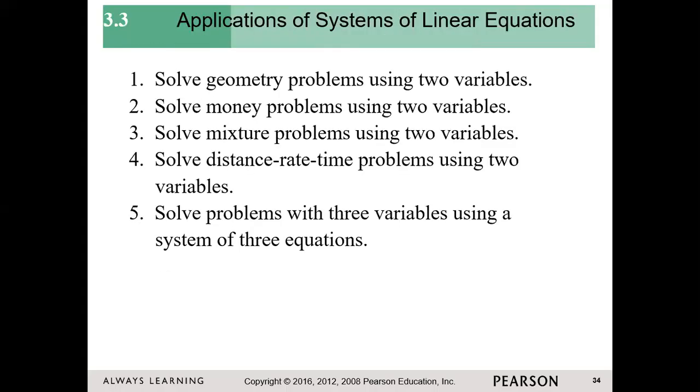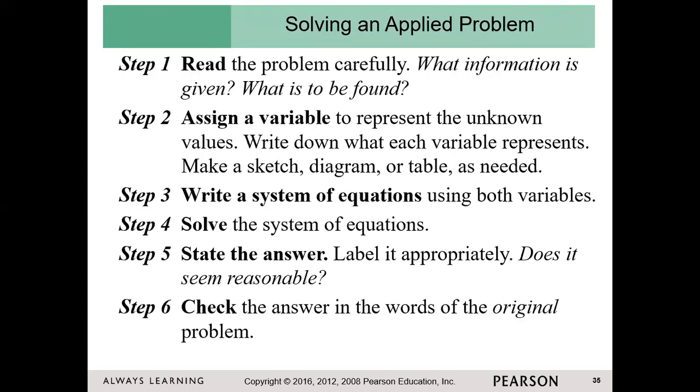Okay, so let's talk about 3.3, which is the applications of systems of linear equations. So basically, word problems associated with three variable systems or two variable systems. So our steps are going to be to read the problem carefully. Obviously, you need to read the problem. We're going to assign a variable, so probably two of them, x and y, or maybe even a third one if we have a third unknown. And then we're going to write the system of equations using both variables, solve the system of equations, state the answer, and we also need to make sure that it's reasonable.